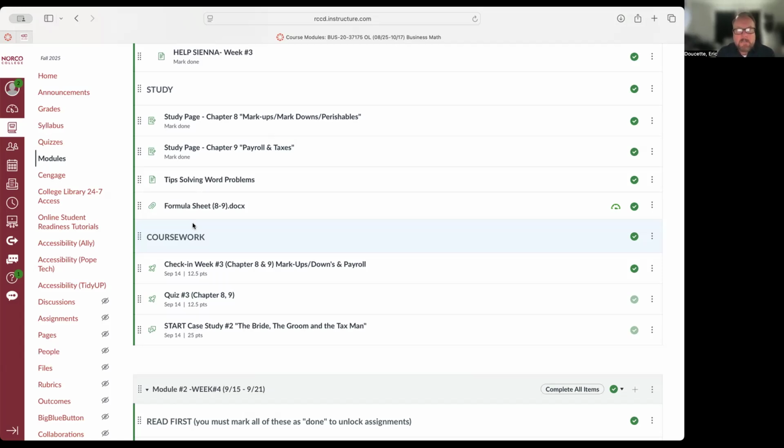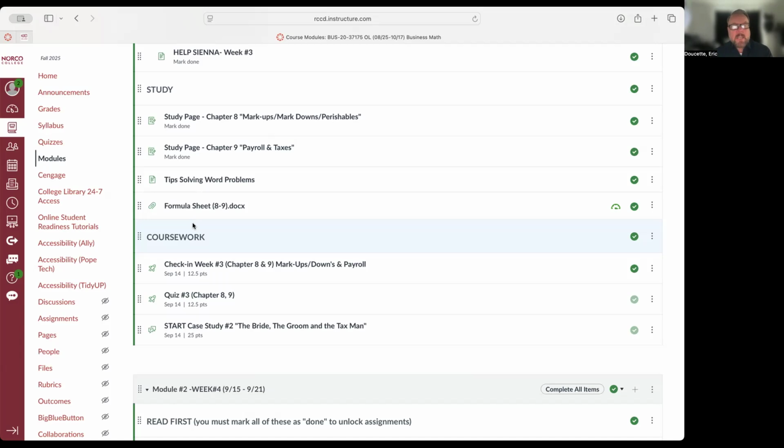Then you have a check-in assignment. This is very similar to the one you did last week. It has some drop-down menus for you to pick the right answer. Complete those. If you upload your work, that's very important that you do that. So download the worksheet, fill it out, then go online, answer all the questions, and upload your worksheet.